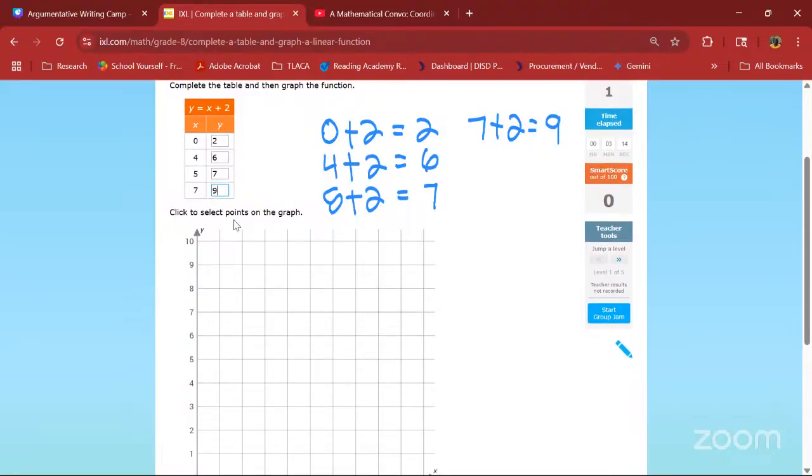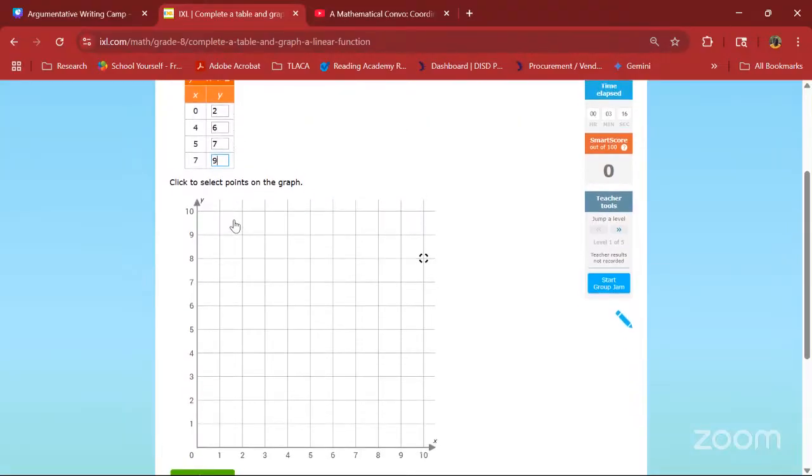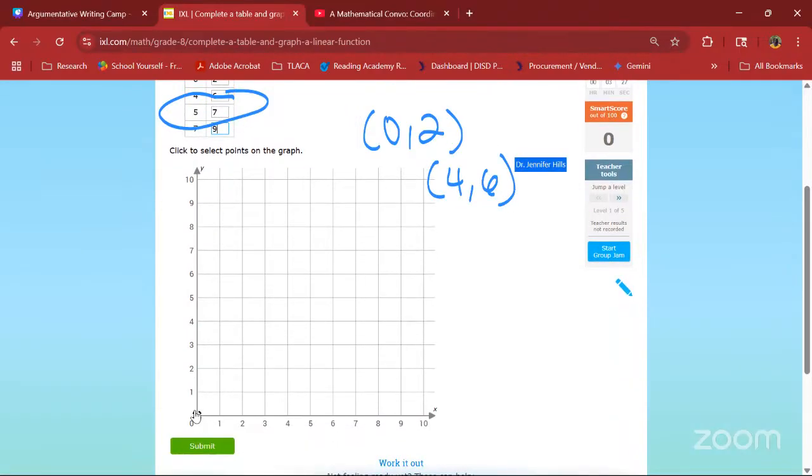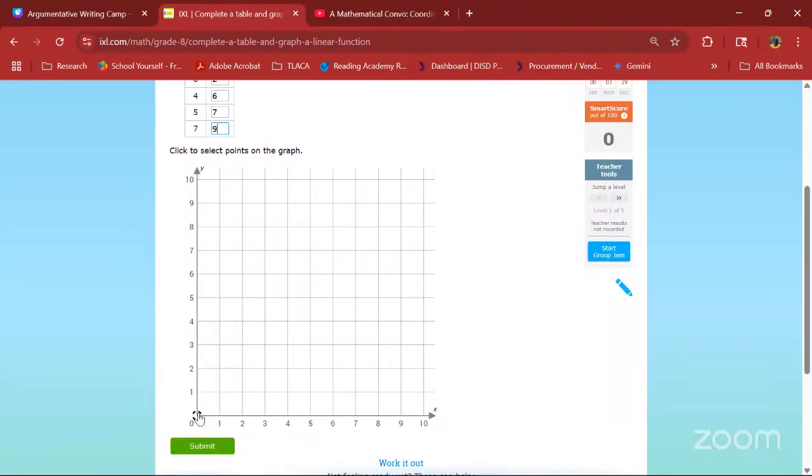What does that mean, graph 2 of these points? They want you to select 2 of the points from these here. They are coordinates. So this is the same as saying 0 and 2, 4 and 6. So they want you to graph those coordinates. Because my x is 0, I don't have to move, I stay right here. I go to 2. I hit that. And then my next one is 4 and 6. I go over 4. And then I go up 6.